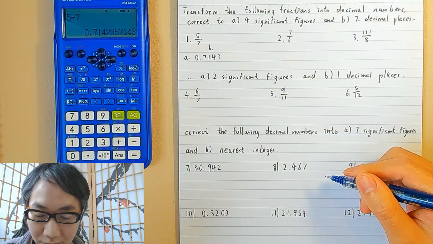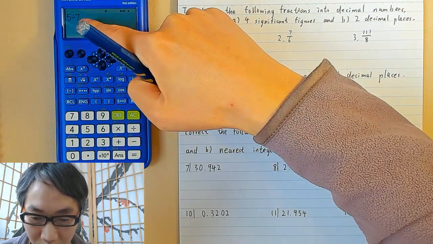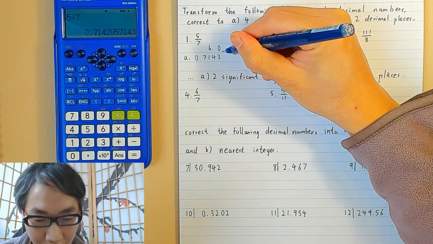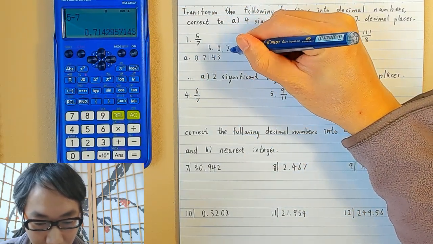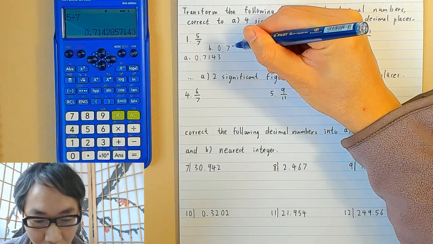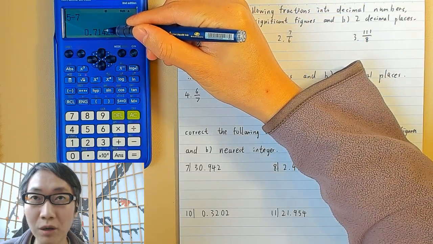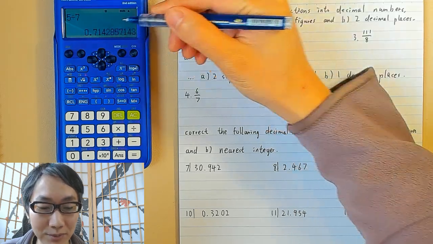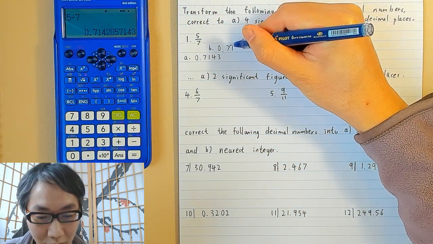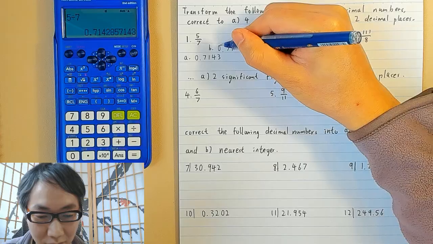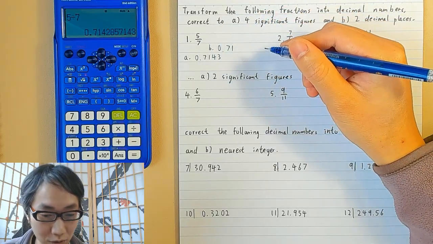And then B, 2 decimal places, same number. So 0 point after the decimal dot 7, 1. Yes, it is a 1 because the next one is 4. It is 4 or smaller, so this is 1. The second one is a better approximation than 0.72.